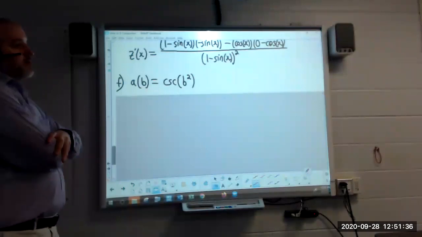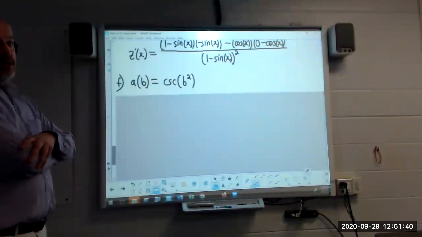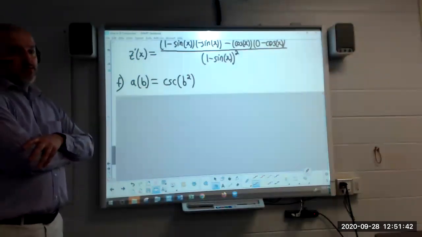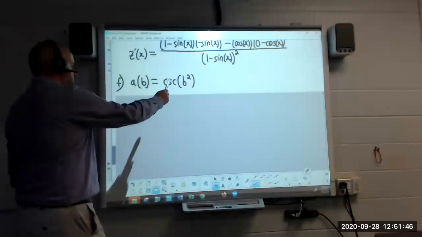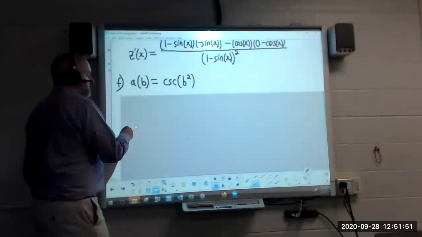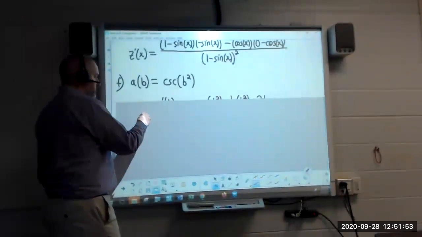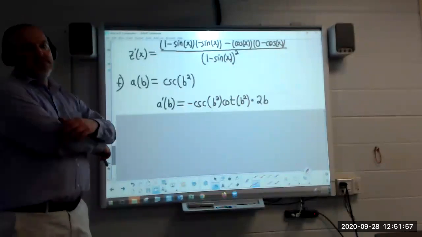Well, product rule, I need to have a product. Quotient rule, I need to have a quotient. Chain rule, I need the chain rule here, don't I? I do. I've got a function b squared inside of another function cosecant. So I need the derivatives of cosecant and b squared.